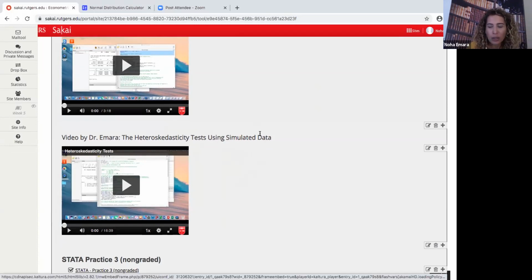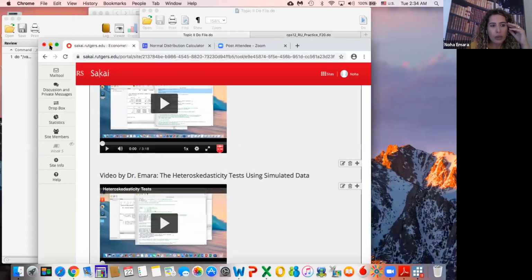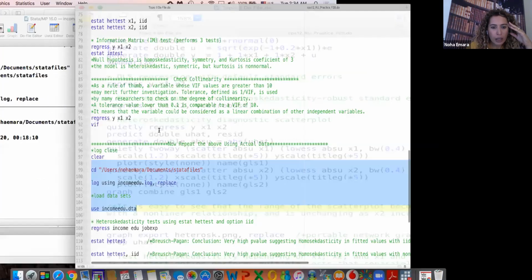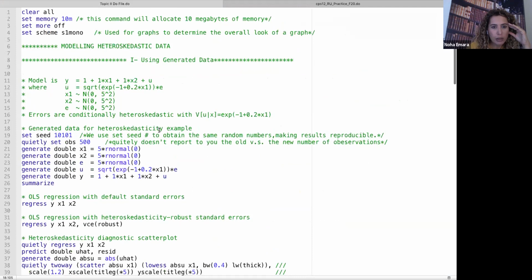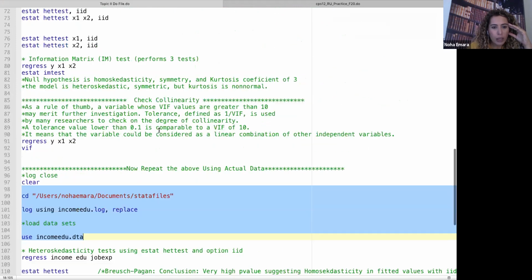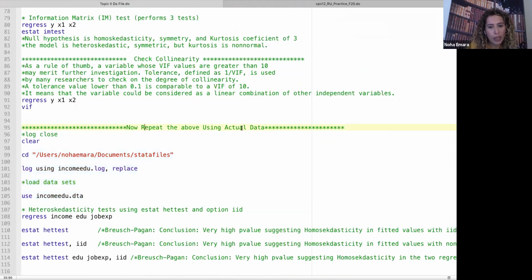Simulated data is just data that you create. It's not actual data. So what I'm going to do now is show you how we can do the test with the actual data. On my do file here, I have the upper part of the simulated data. This is the starting part. This is what you have on the video, okay? And then I'm going to start here where it says repeat using actual data.